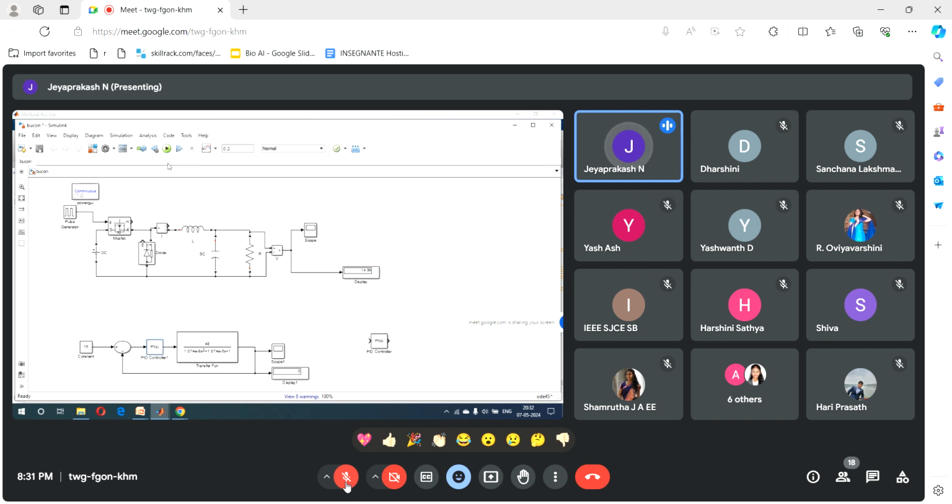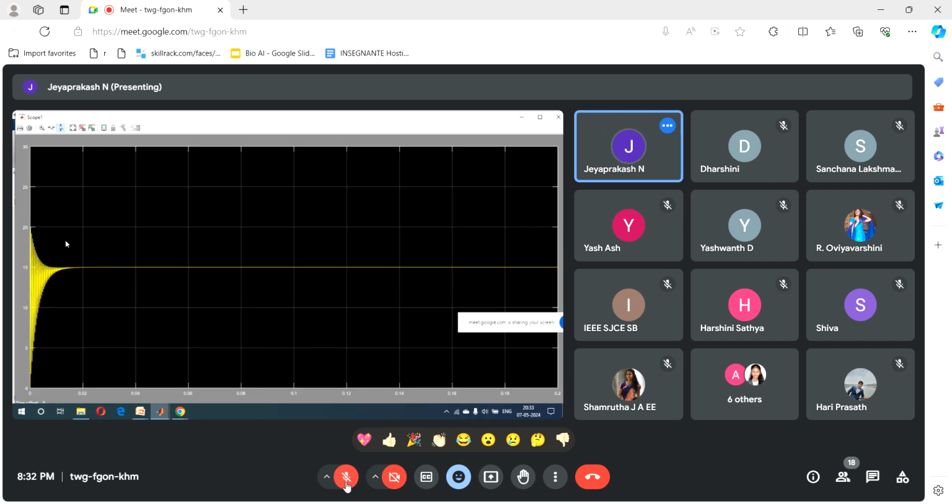After that I am going to run the simulation. Before introducing the PI controller, the output voltage was 14 point something, I think 14.98. Now if you look at this, we get exactly 15 volts. We need a 15 volt output, and the 15 volt output is obtained here. I am going to check my reference now.